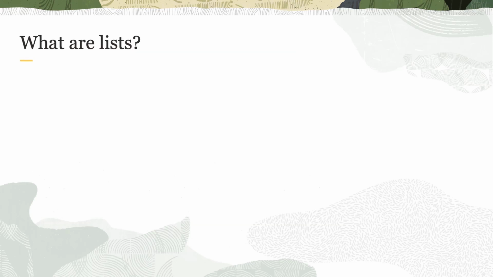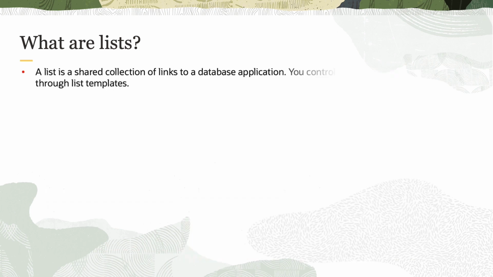In this video, let's discuss in detail about lists. So what is a list? A list is a shared collection of links. Each link is called a list entry. You add a list to a page by creating a region and specifying the region type as a list. You control the appearance of a list through list templates. For example, you can create a static list that functions as navigation using the template vertical unordered list with bullets.